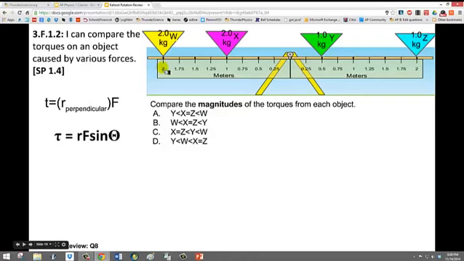Okay, 2 times 9.8. X and Z would be the same. They're both 2 times 1 times 9.8. And Y would have the smallest magnitude because it's 1 times 0.5 times 9.8. So the correct answer there is 8.